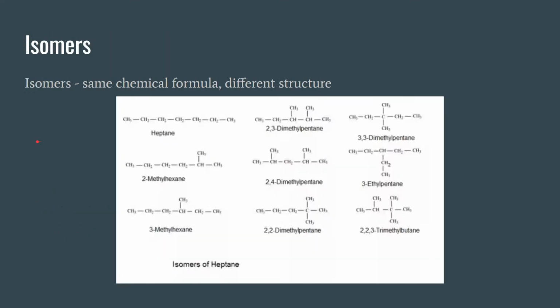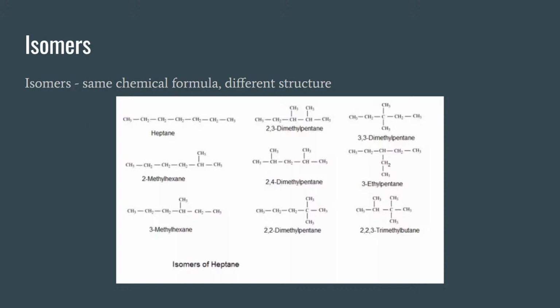Okay. Here we have one method of showing structure, and what it's showing us is isomers. Isomers are things that have the same chemical formula, but different chemical structures. So these are the 9 isomers of heptane. Heptane is this guy right here, 7 carbon atoms and 16 hydrogen atoms. Basic heptane is just a single long chain.